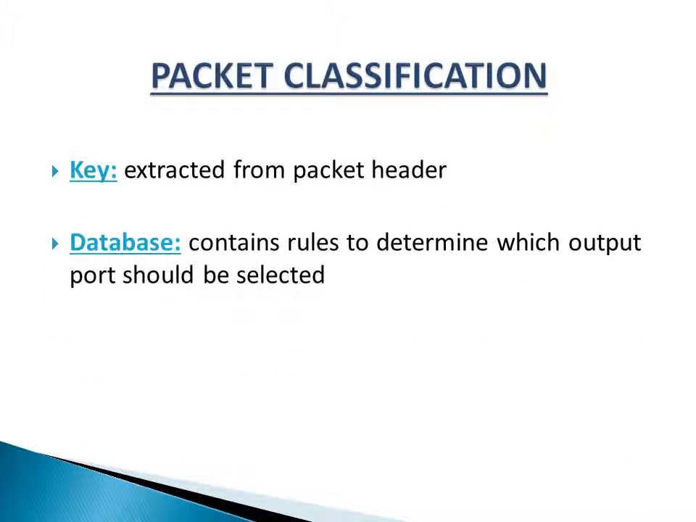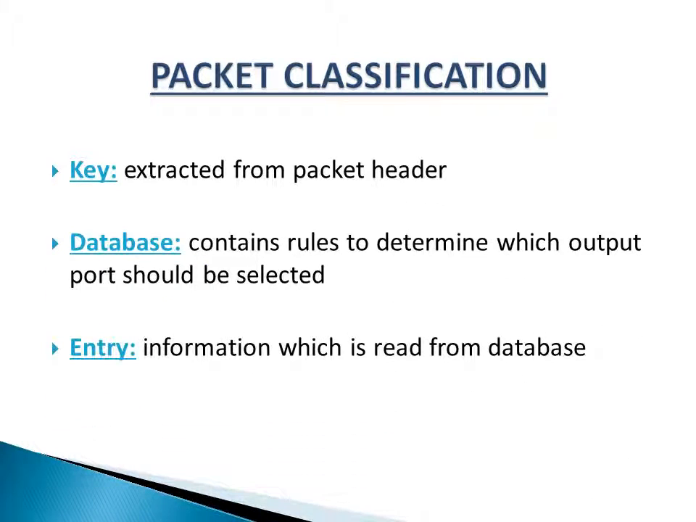The three necessary things to describe packet classification are key, database, and entry. Key is extracted from the header of the packet. Database contains records of all destinations, which basically include rules to determine which output port should be selected. The information which is read from the database and acted upon is our entry.